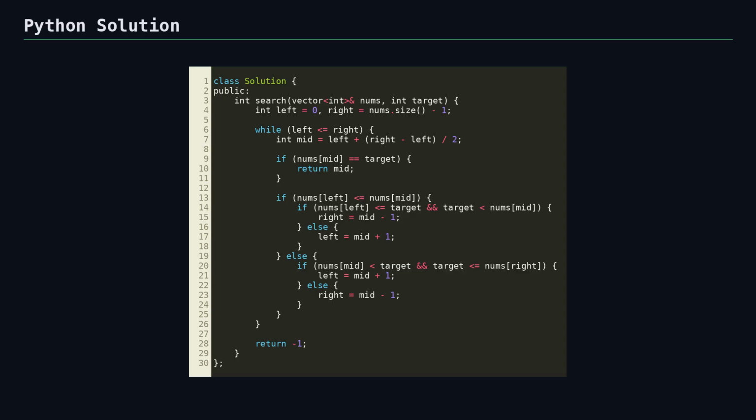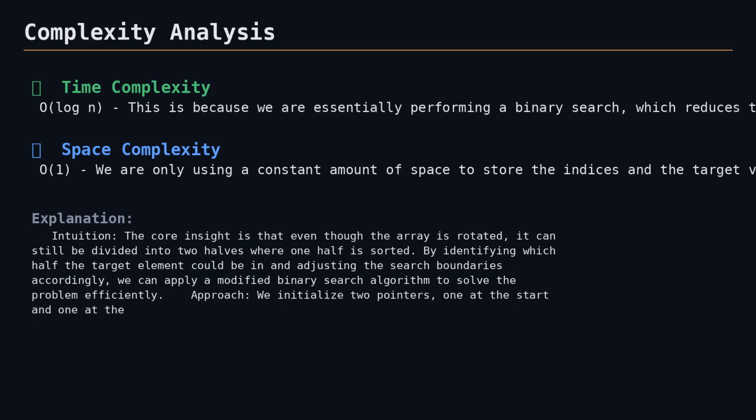We start by initializing two pointers, left and right, to the start and end of the array, respectively. Then, we calculate the middle index using the formula mid = left + (right - left) / 2. We compare the middle element to the target, and if they match, we return the index.